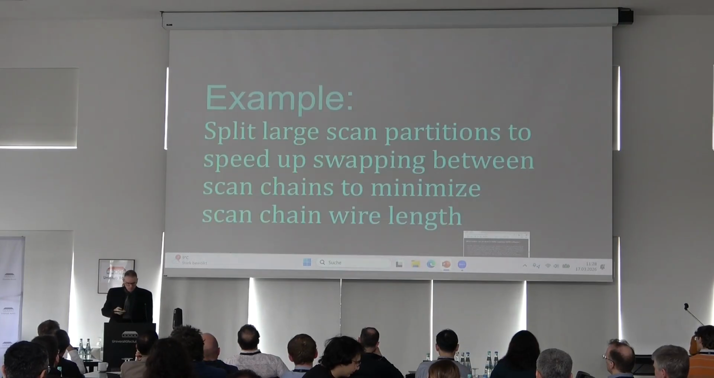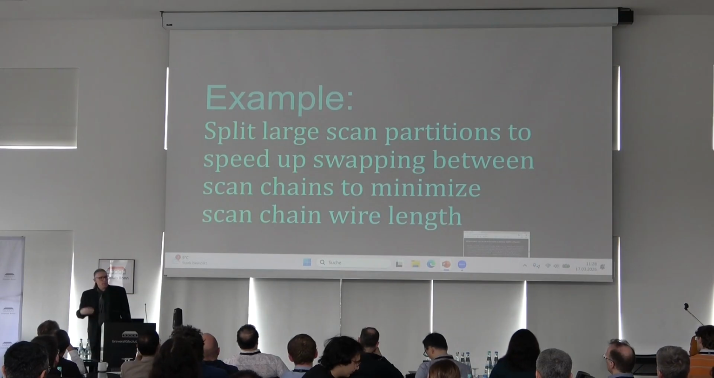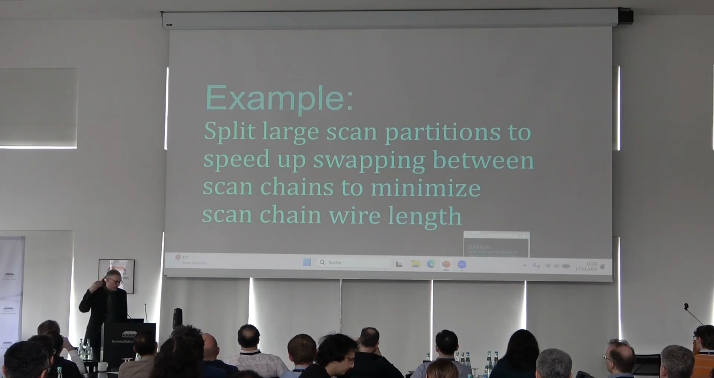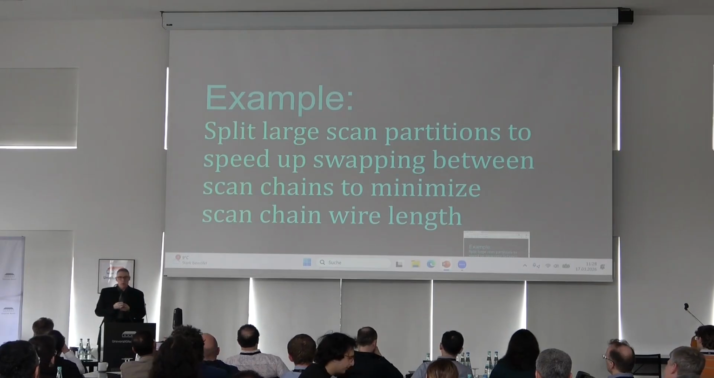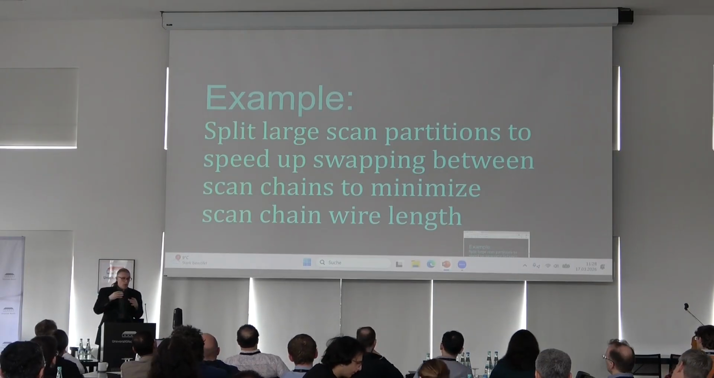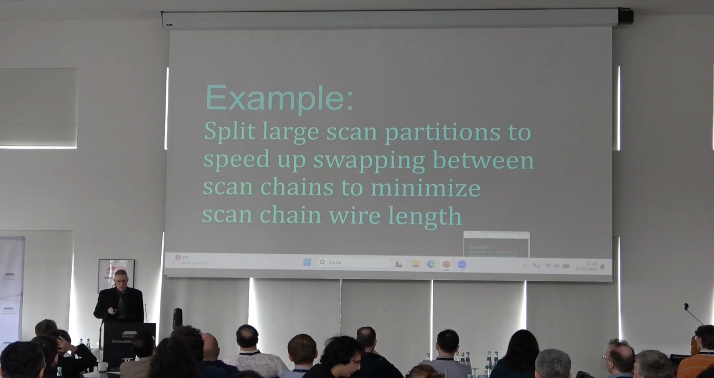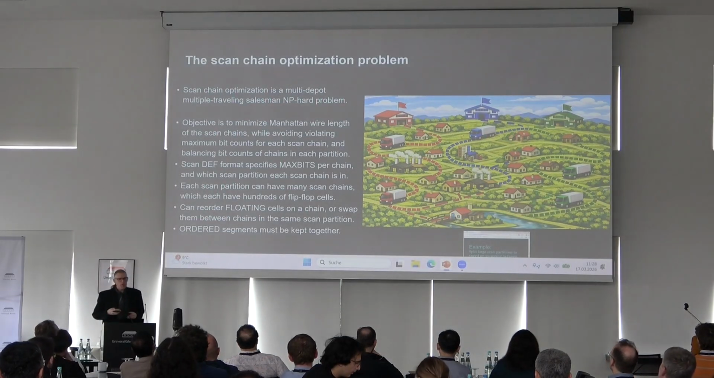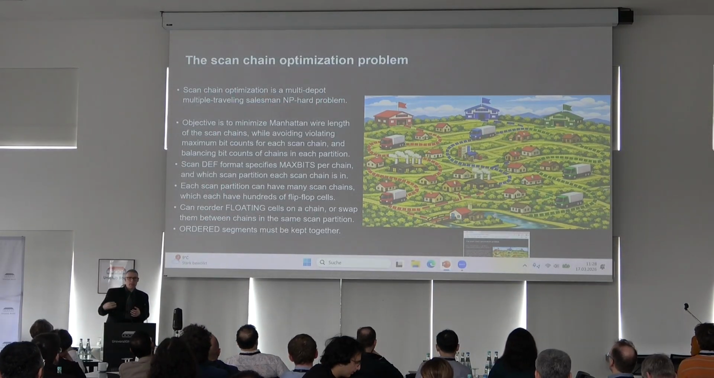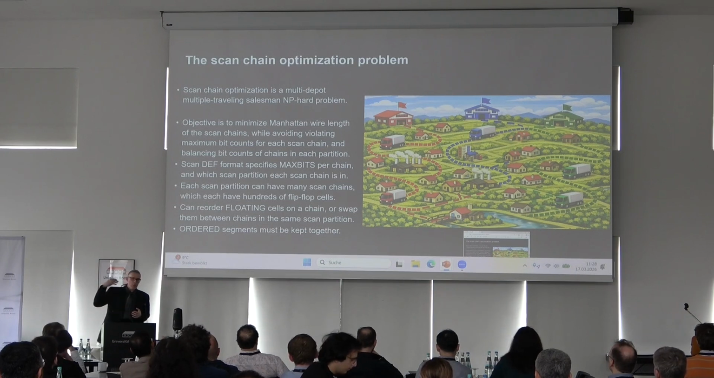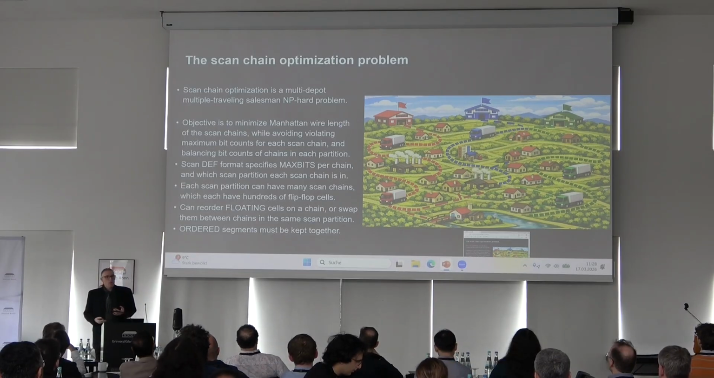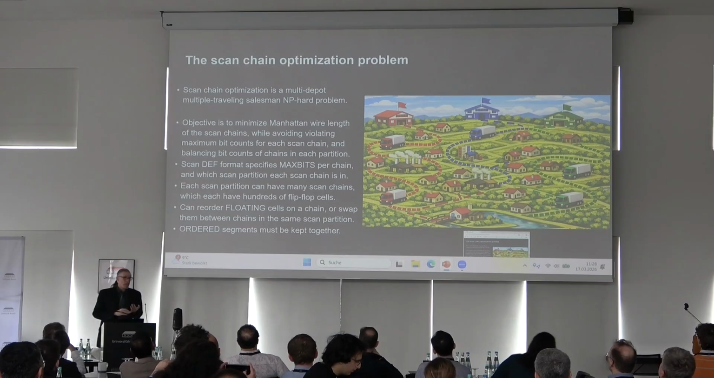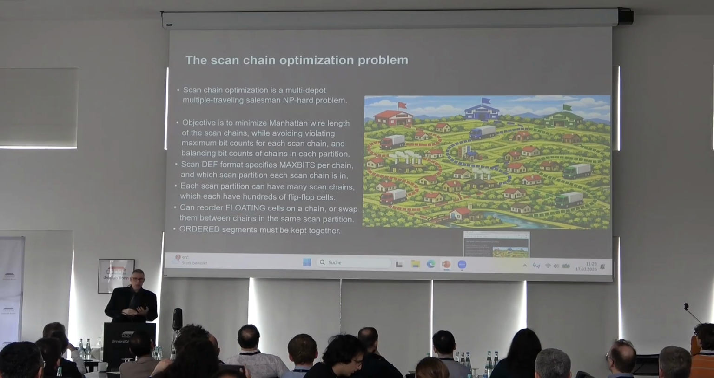So I'm going to give you a simple example of some coding that I did, where for scan chain wire length minimization, we have a large scan partition. We can split that up to improve the parallelization. So scan chain wire length minimization is essentially a multi-depot, multiple traveling salesman NP-hard problem. The objective is to minimize the wire length. We need to avoid violating the maximum bit counts on each chain, and we ideally want to balance bit counts across chains in the partition.